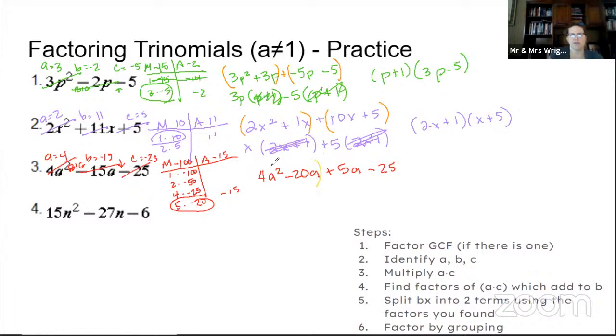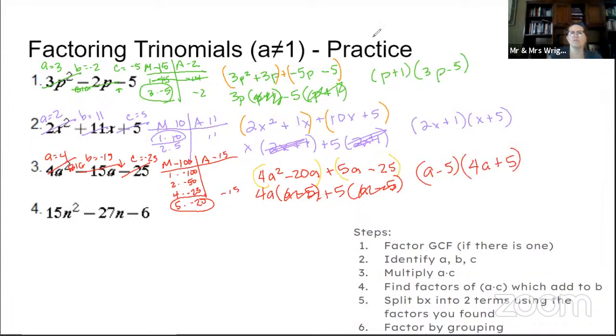All right, so now I need to group these. Let's go ahead and throw some parentheses up, and then find some common factors. 4a squared and negative 20a is going to be 4a as a common factor, which leaves me with just a. And then negative 20a divided by 4a is going to leave me with negative 5. And here I have a plus 5 as my common factor. So a minus 5. A minus 5 and a minus 5, those are common factors. So a minus 5, and then 4a plus 5. And we are done.